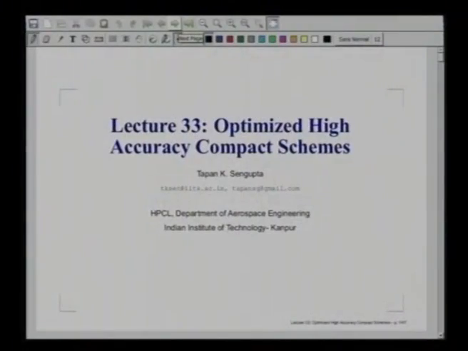This is lecture number 33, and we are going to talk about high accuracy compact schemes, not in the traditional sense, but in the sense of how we optimize them, in the theme of this course, in the spectral plane and see how they perform.